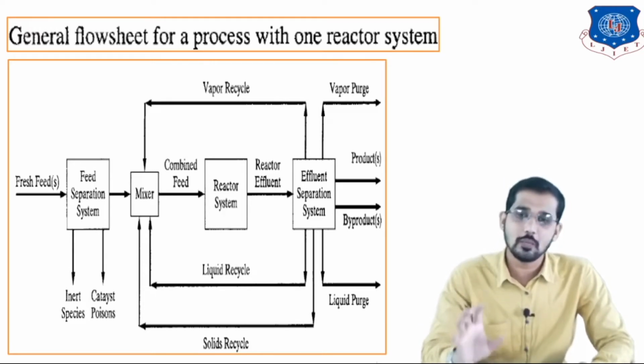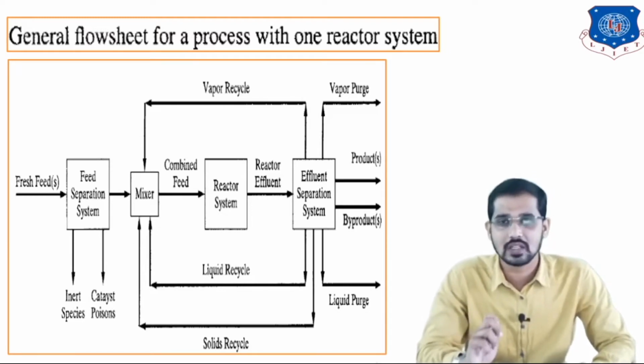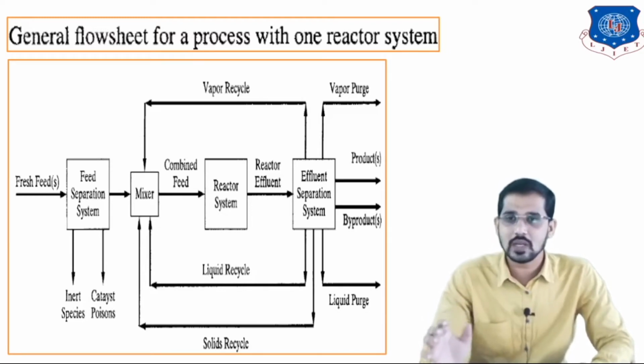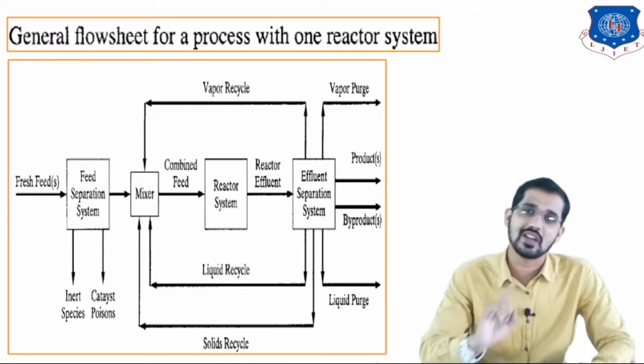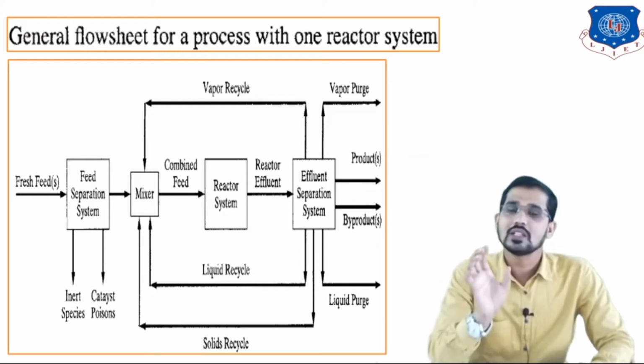This is very important for exam purposes. A question based on this topic can be asked for 5 marks. The question may be like this: explain the flow sheet for the process with one reactor system. So you have to draw this process. After that, you have to explain all the separation systems.